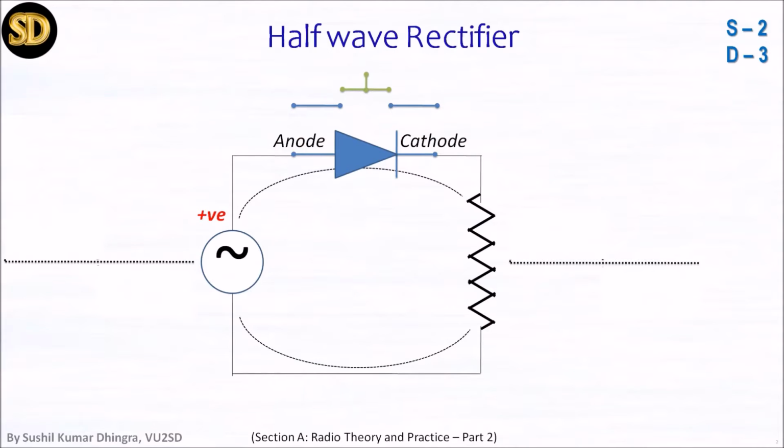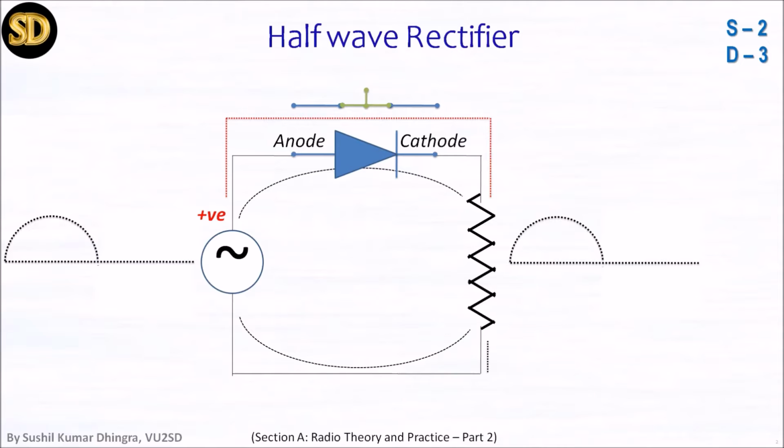Just recollect the previous session. In a half wave rectifier, when the anode is positive with respect to the cathode, it works as a forward bias and allows free flow of current. So in this case, the current in the positive phase will go through RL and after that it completes the circuit. You can see the waveform.